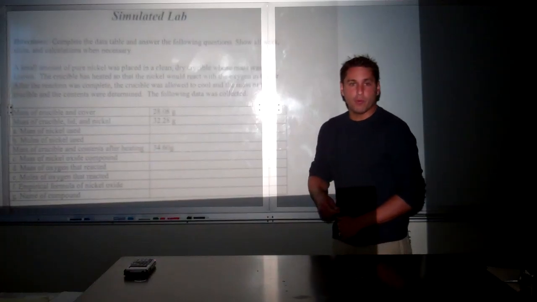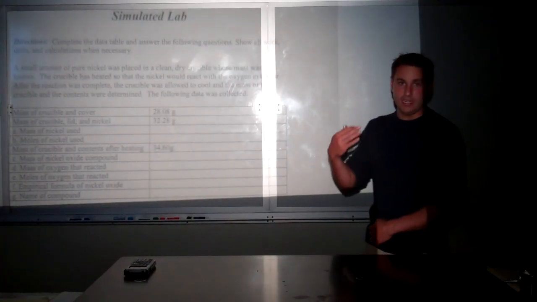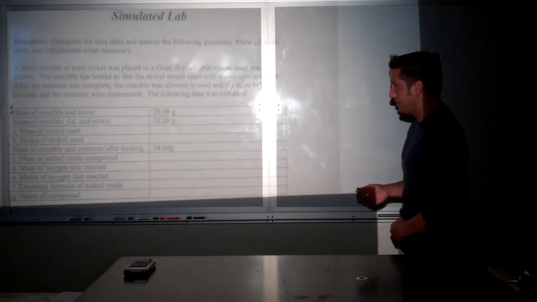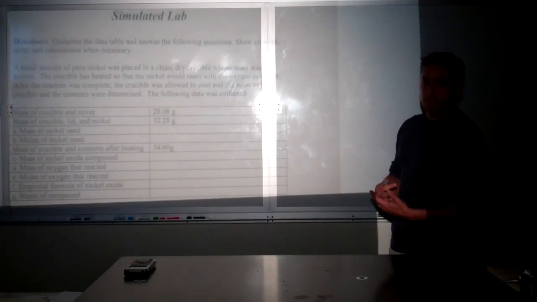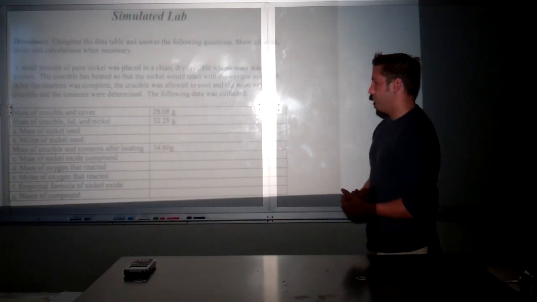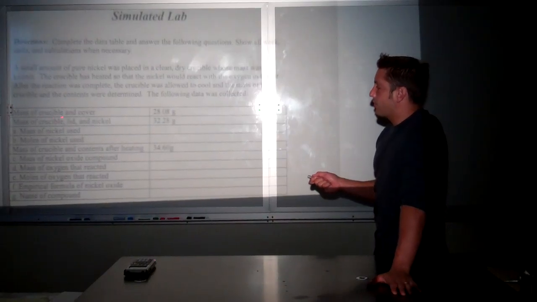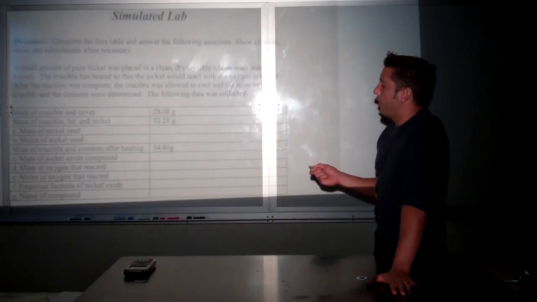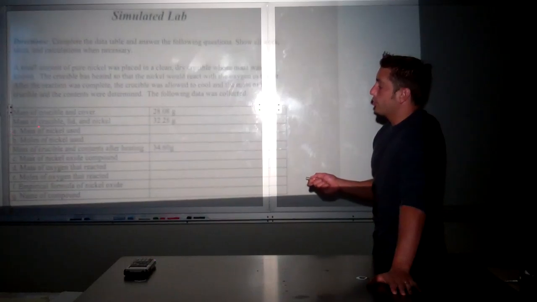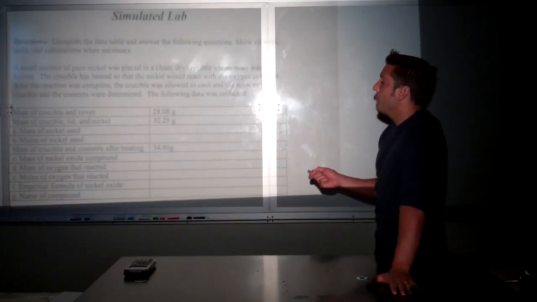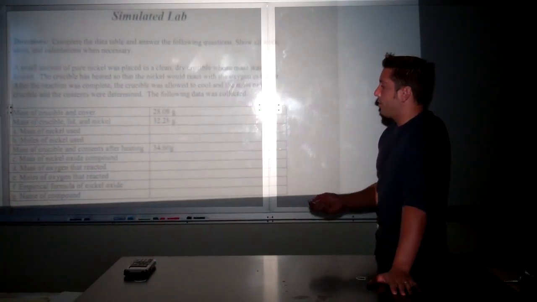Now in the lab we would get more specific. This would be heated and reheated till we hit a constant mass. But for the purposes of this simulation, here is the data that we have. Here we have the mass of the crucible and the cover. It's 28.08 grams. Here is the crucible, the cover, and the nickel, which is 32.28 grams.